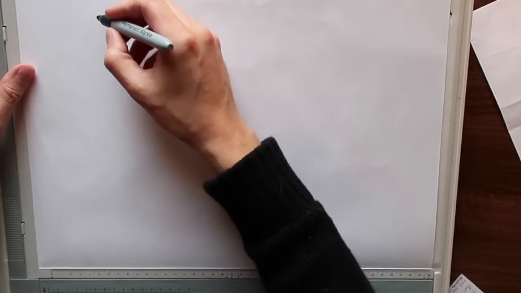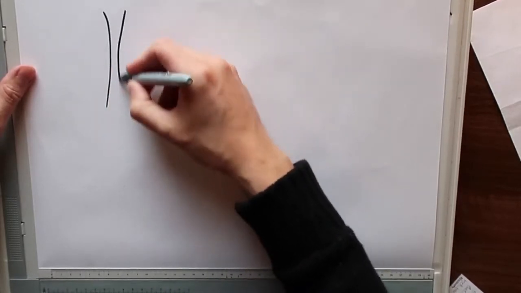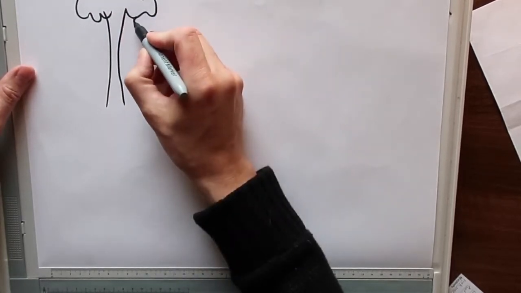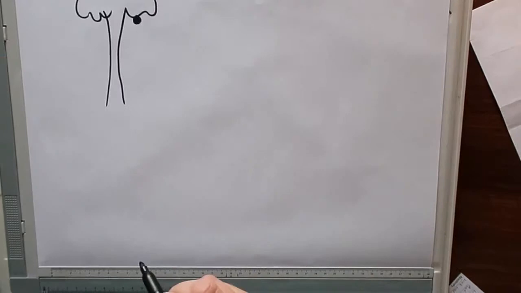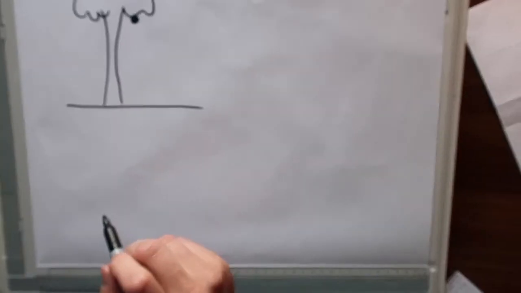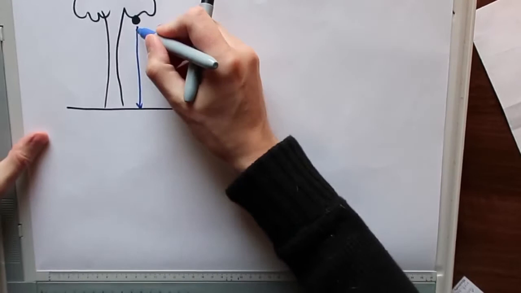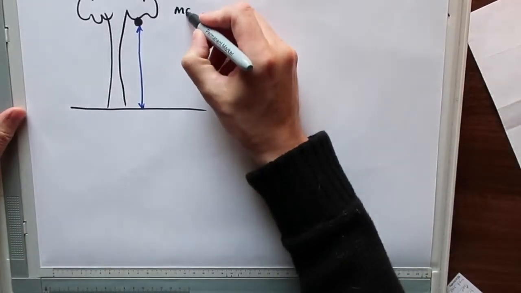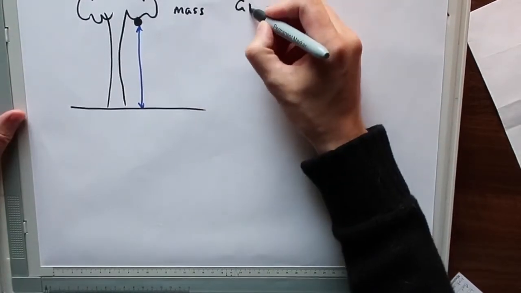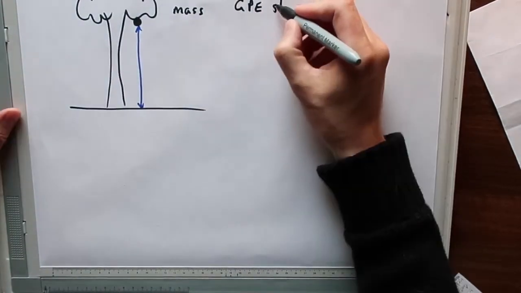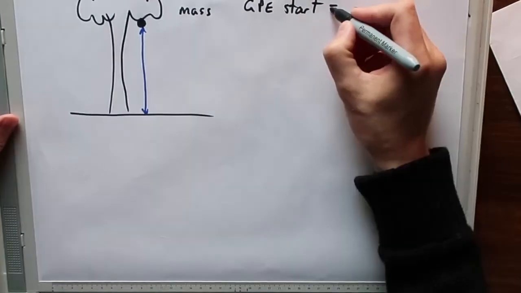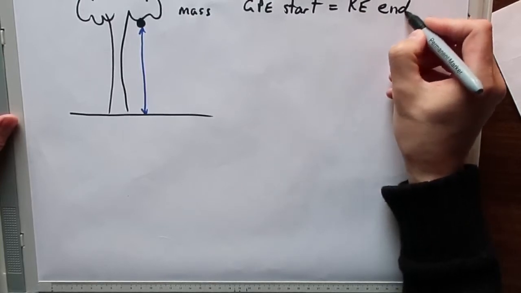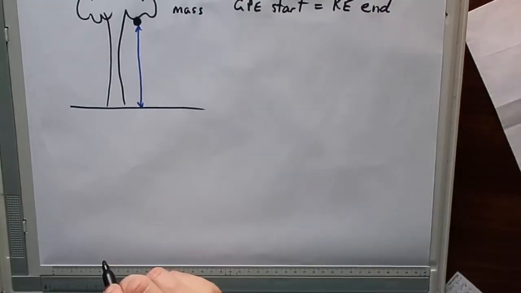If you've got an acorn in a tree, there's the acorn there. That acorn is a certain height above the floor. The acorn has got a certain mass. The gravitational potential energy at the start will equal the kinetic energy at the end. And that is because of the law of conservation of energy.